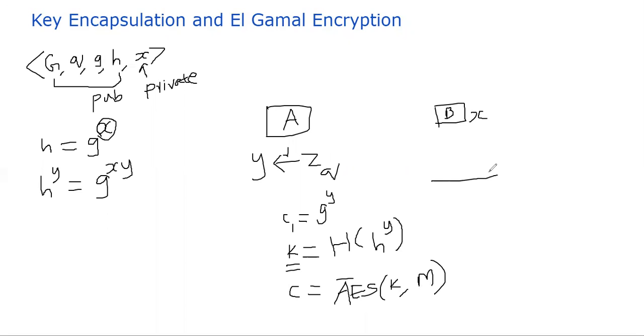What is she going to send to Bob? Bob is going to receive 2 things. He's going to receive first C1, which is just G power Y, and then the ciphertext, call it C2. So how will Bob recover M from it?